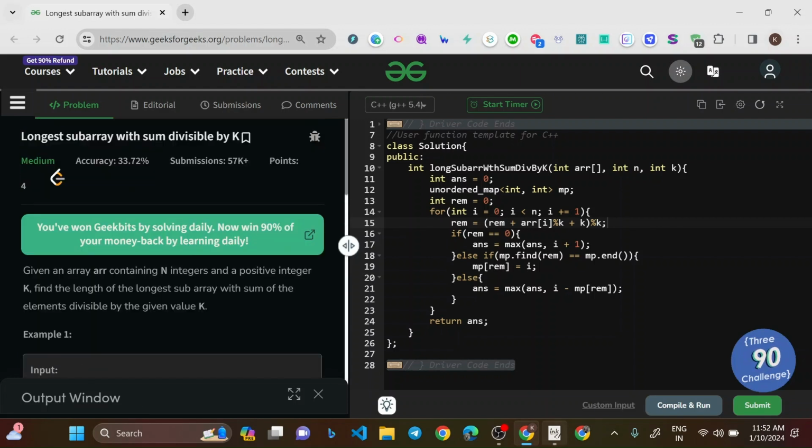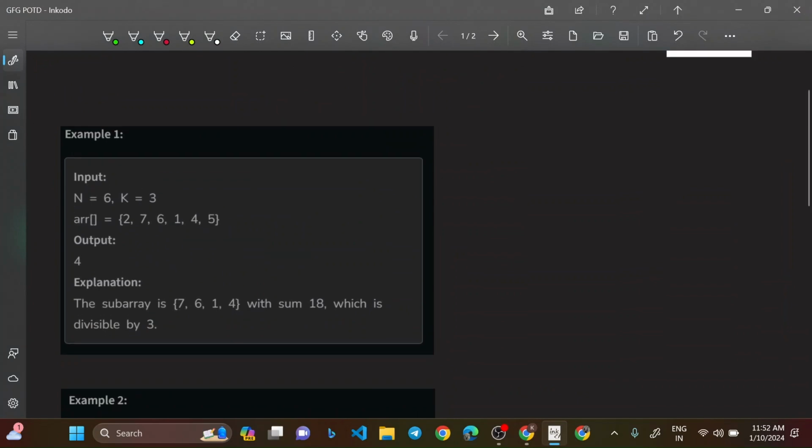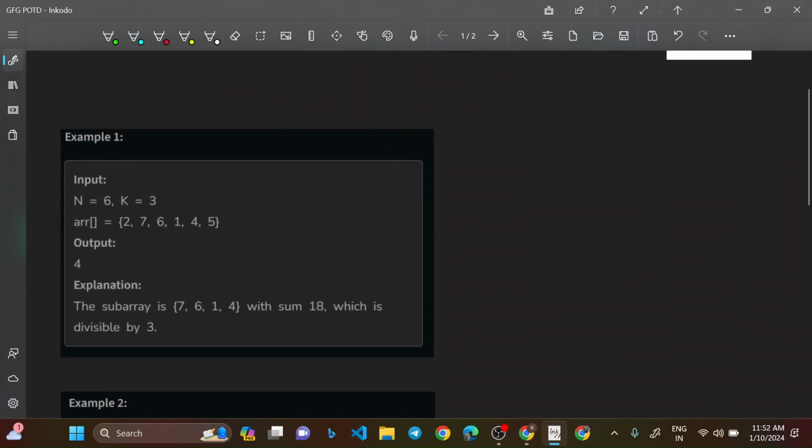Now let us understand the question briefly. So this is the example 1 that has been given. I'll just close this up. The number of elements in this case is 6 and k value equal to 3. So the array is given as 2 7 6 1 4 5, and the output is equal to 4. So why is that output equal to 4? You can actually see the explanation. The subarray is 7 6 1 4.